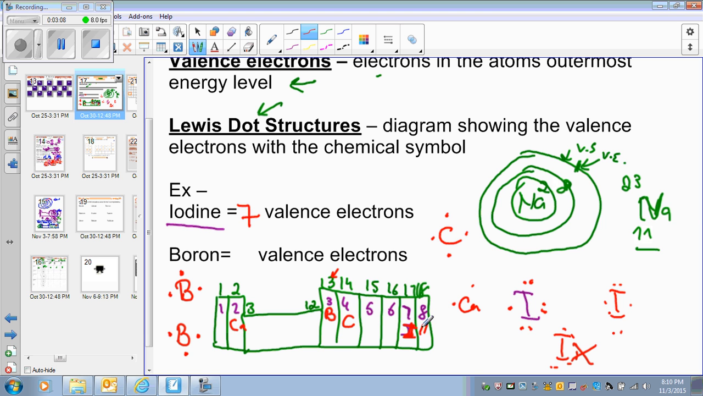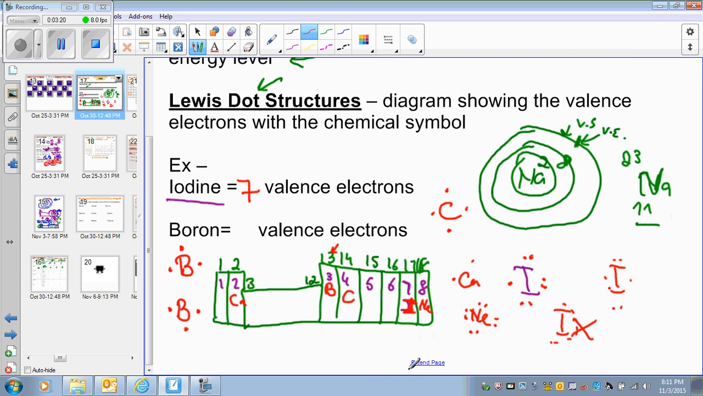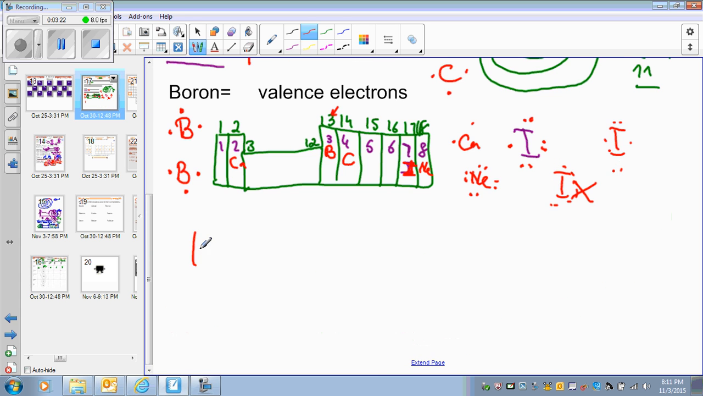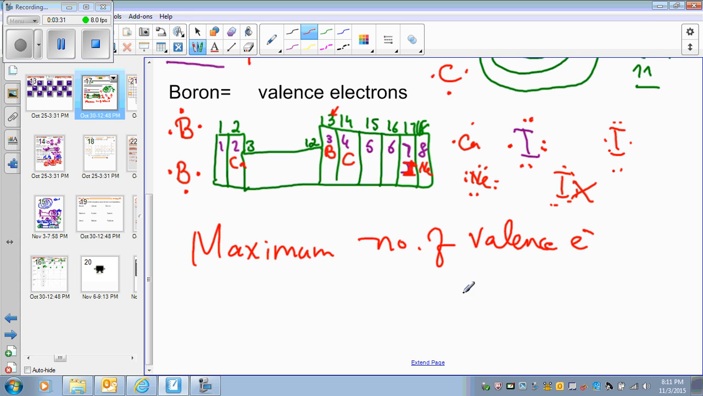Let's look at neon. Neon is in group 8. So you go 1, 2, 3, 4, 5, 6, 7 and 8. It has 8 valence electrons. So the maximum valence electrons can be 8. Keep it in mind. The maximum number of valence electrons will be 8. So it will not go beyond 8.